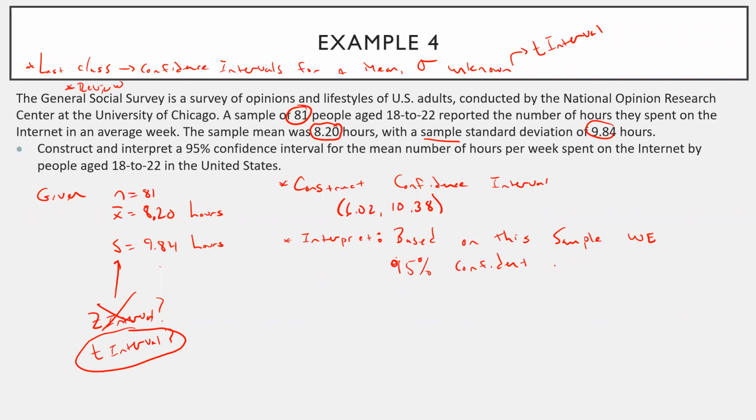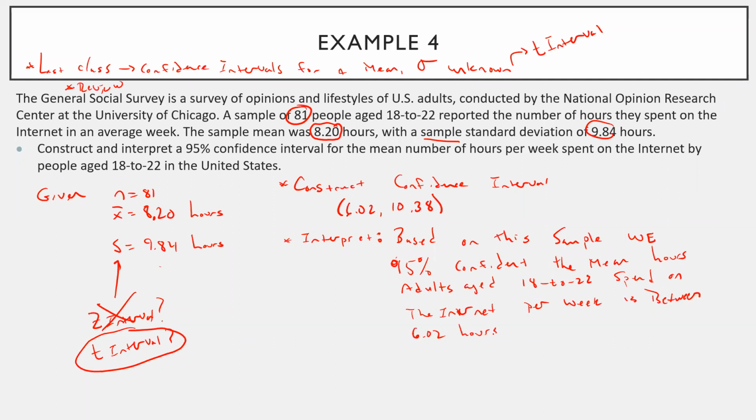Based on the sample, we are 95% confident the mean hours adults aged 18 to 22 spend on the internet per week is between 6.02 hours and 10.38 hours.